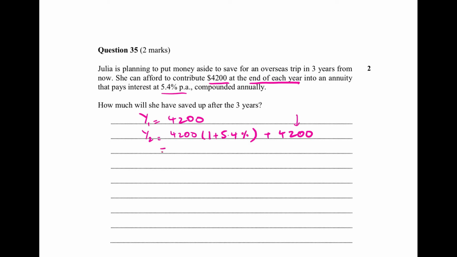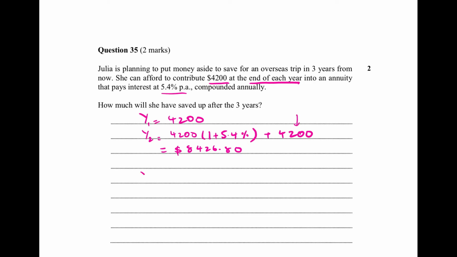So now she has got in the bank $8,426.80. So breaking this down, from her own money, she's put in $8,400. But look, at the end of the 2 years, she's made an extra $26.80. So that's what that means.